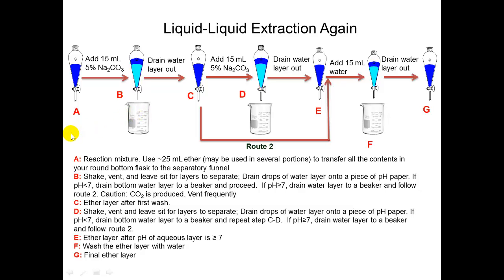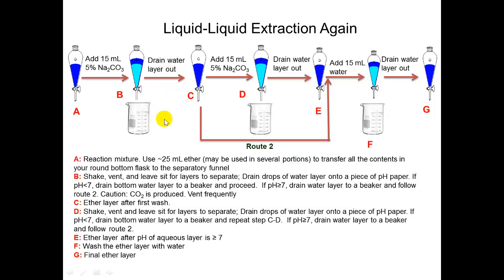After everything in your round bottom flask has been transferred to the separatory funnel, add 15 ml of 5% sodium carbonate solution. Cap the separatory funnel, shake, vent, and leave the separatory funnel sit in a ring stand to let the layers separate. Make sure you remove the cap so that the layers can separate quickly. Test the pH of the aqueous layer by draining drops of the aqueous layer onto a piece of pH paper. Drain the aqueous layer out into a beaker.